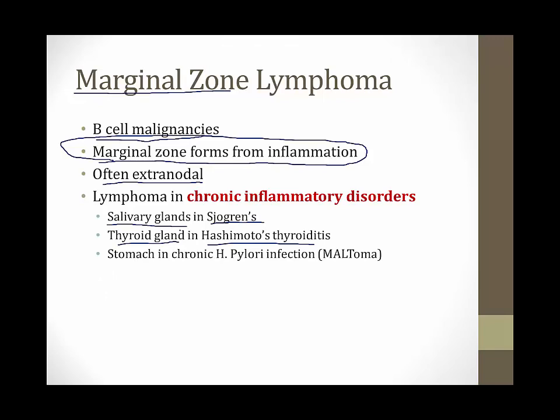And then finally, in the GI module, we talked about H. pylori infection. Chronic H. pylori infection of the stomach can lead to formation of a marginal zone lymphoma. In that case, it's called a maltoma. MALT stands for mucosal associated lymphoid tissue. It's a maltoma, but it's a form of marginal zone lymphoma.